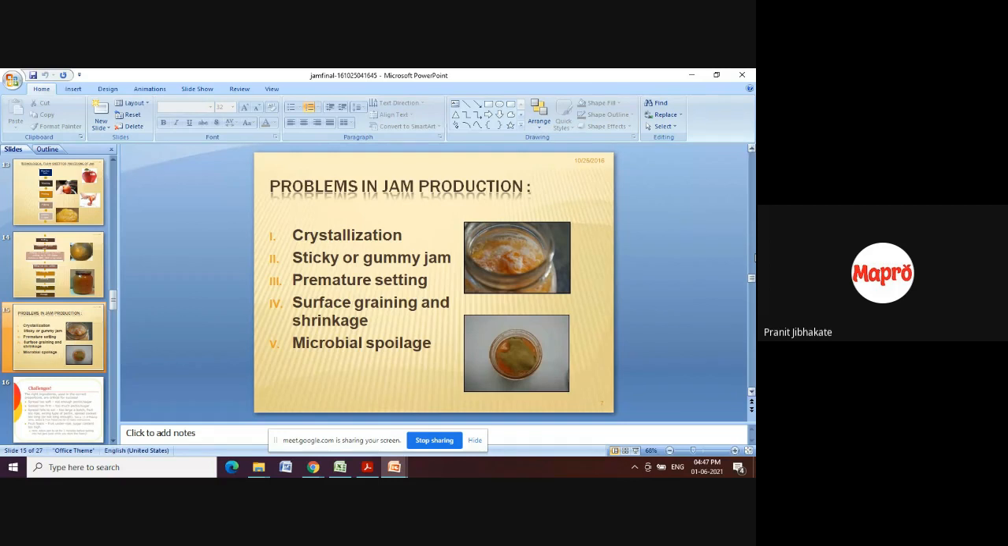The limit for sodium benzoate is 200 ppm. You can write that, 200 ppm for sodium benzoate, 40 ppm for potassium metabisulfite, and 300 ppm for potassium sorbate, for jams, jellies and marmalades. It is different for other products.